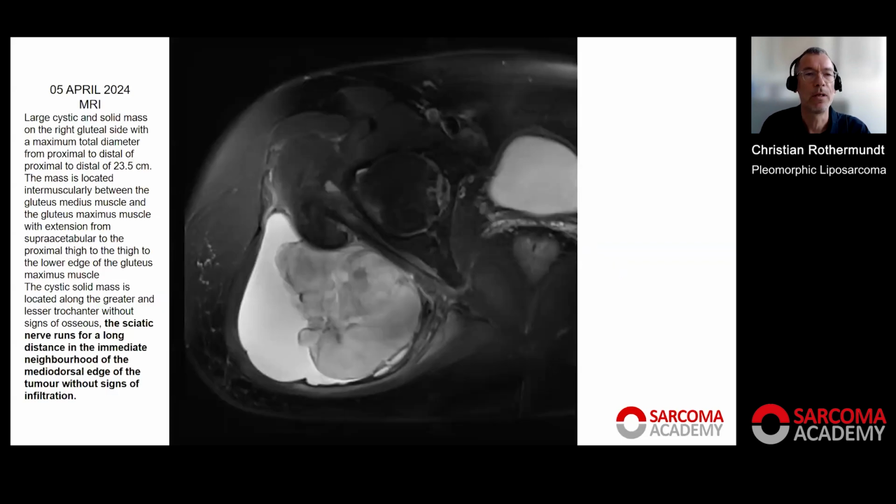And obviously we obtained the images. So I actually don't know if there is a radiologist on the panel, but I can just let you know that a large tumor was seen, 23.5 centimeters in diameter in the gluteal region. There was a cystic part and a solid part, and this is of importance for the further discussion. The sciatic nerve runs for a long distance in the immediate neighborhood of the medial dorsal edge of the tumor without signs of infiltration.